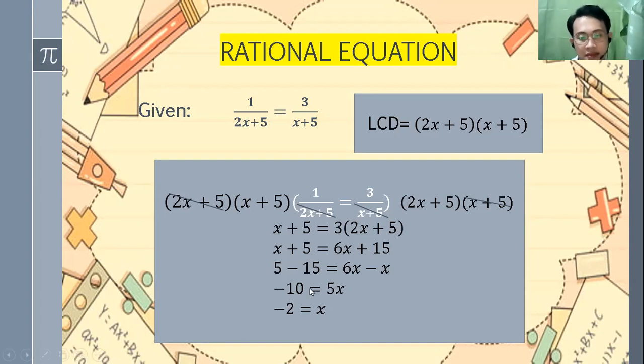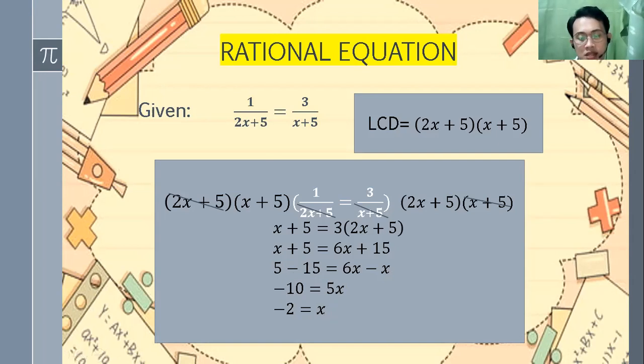Next is negative 10, because 5 minus 15, that's negative 10, which is equal to 6x minus x, which is 5x. Negative 10 is equal to 5x. We need to find the value of x alone. So divide both sides by 5. As you can see there, negative 10 over 5, that's negative 2. And 5x over 5, that's x. Therefore, the value of x is equal to negative 2.